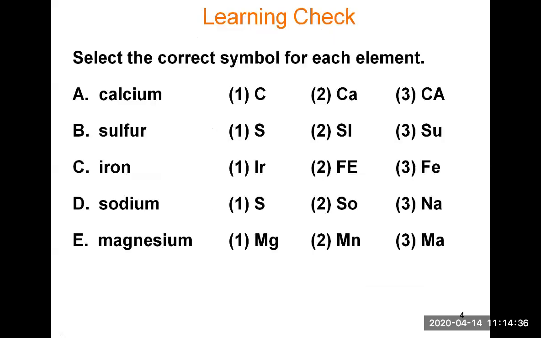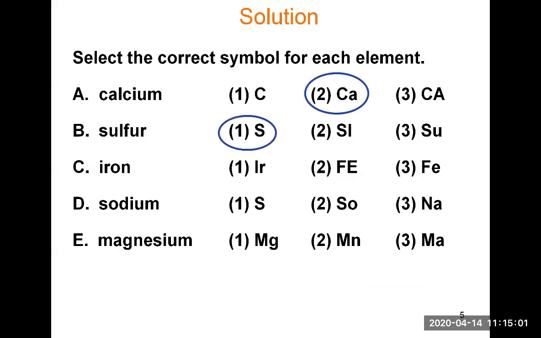And so use that periodic table to select the correct symbol for each element. You can pause the video and select your symbol and then watch the answer. So calcium is Ca, capital C, lowercase a. Sulfur is S. The other two symbols, Sl and Su, do not exist. Iron is Fe.